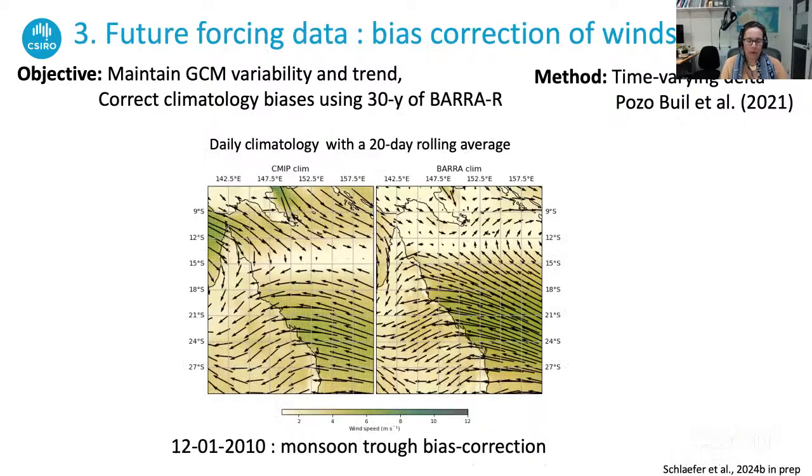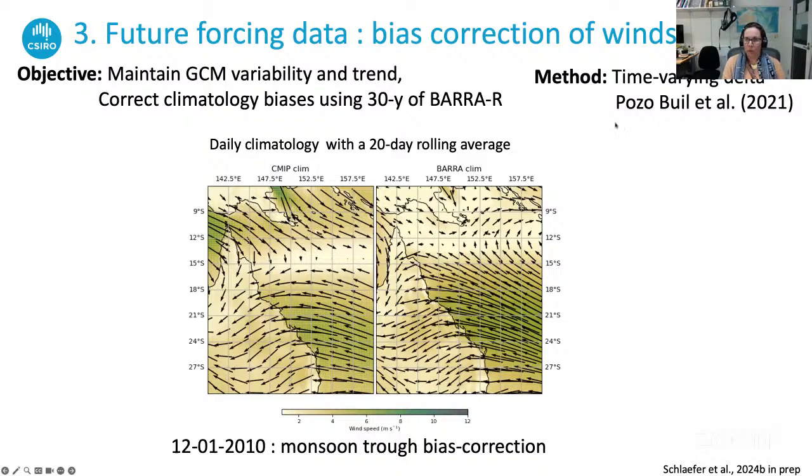When you go to the wind, it was also important to do a bias correction of that wind. Here's an example showing the monsoon trough. The position of that trough is very important because, especially on the continental shelf, the ocean currents are going to be driven mainly by the wind and the tides. So the position of that monsoon trough is going to tell you how the connectivity is going. Is it going north or is it going south? So it's very important to have this monsoon trough in the right spot.